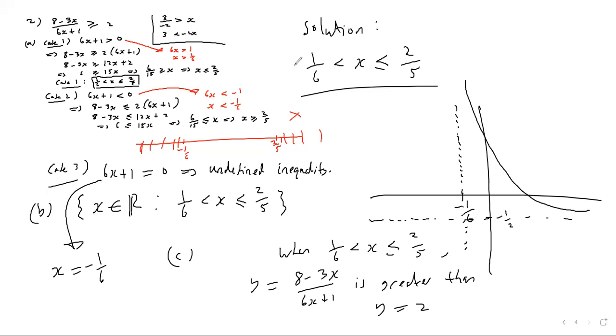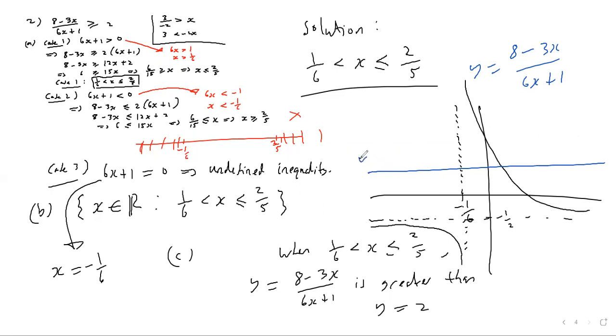It should look something like this. The line should go like that. Yeah, so we've got the line y equals 2. Again, this graph here is just to make this clear: y equals 8 minus 3x over 6x plus 1, and the graph y equals 2, something like this. So this is our y equals 2 line.